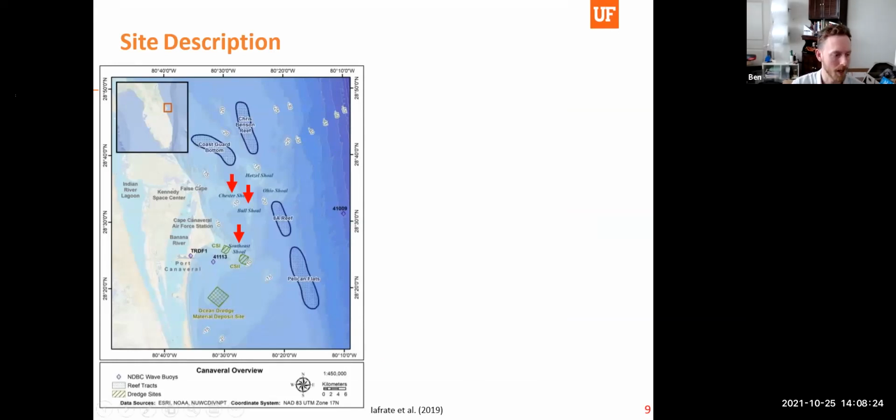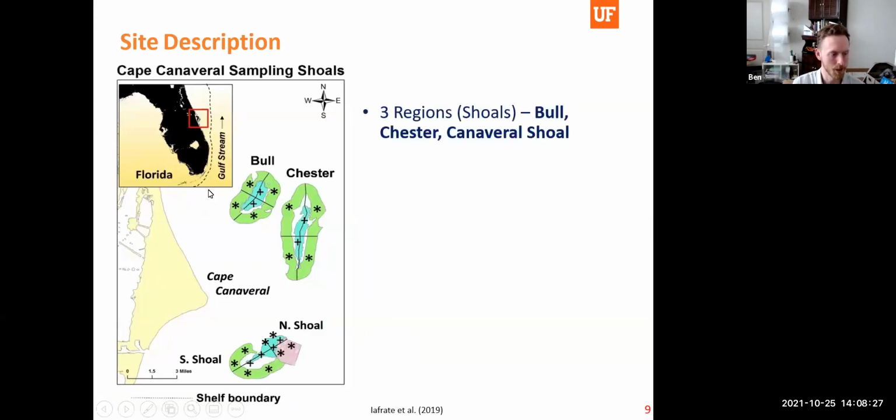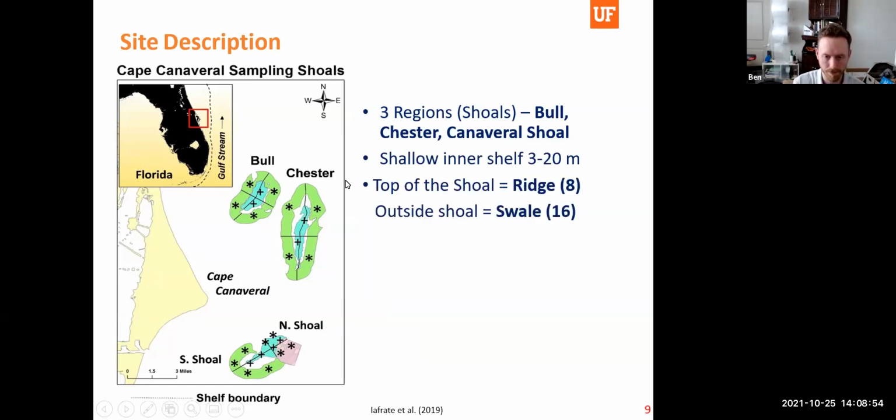But a better look at our sampling regions. So there's 3 regions, and they're each sandy shoals. So there's a ridge and a swale, and it's Bull, Chester, and Cape Canaveral shoals. And then we separated the shoal into the North Shoal and South Shoal. The blue region is the ridge, which would be the top of the shoal. And then the green is the lower half of the shoal, the swale. And this is a shallow inner shelf, so its depth is only from around 3 meters to 20 meters. So it'd be around 3 meters at the top of the shoal, down to 20 in the swale regions.